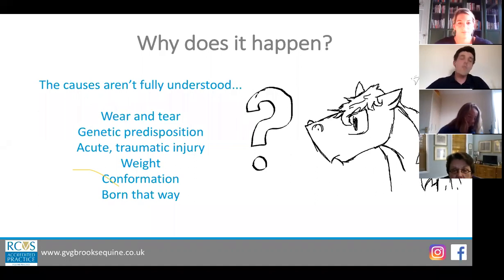Conformation contributes too, and I think there also are horses that are just born that way. They've just been born with rubbish joints, unfortunately, and certainly the hocks and the knees can be affected just because the joints didn't form correctly. But we do unfortunately see some horses where the cartilage is affected in multiple joints, and we do wonder, is this any of those above factors, or did the cartilage just not form the way it should have done when that horse was a foal?